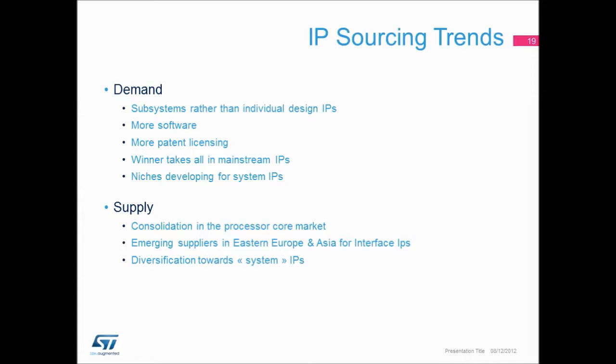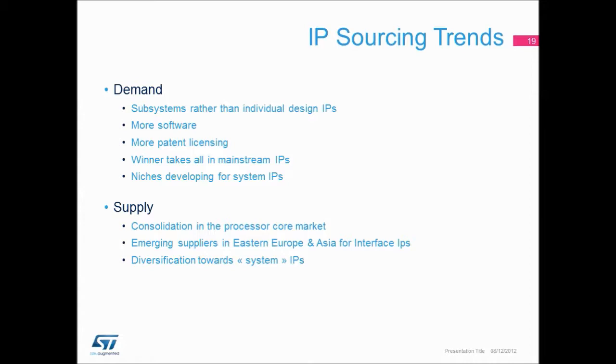Winner takes all in some of the mainstream IPs. We see that clearly. I have a word on this. When you start unifying platforms, there are fewer opportunities for suppliers to actually compete against each other, because essentially the platform freezes the choice of IP for a while. On the other hand, there are niches developing for system-level IPs, higher-end IPs, and this is typically a very rich market for startups in particular, developing specific system IPs that ultimately become a source of licensing.